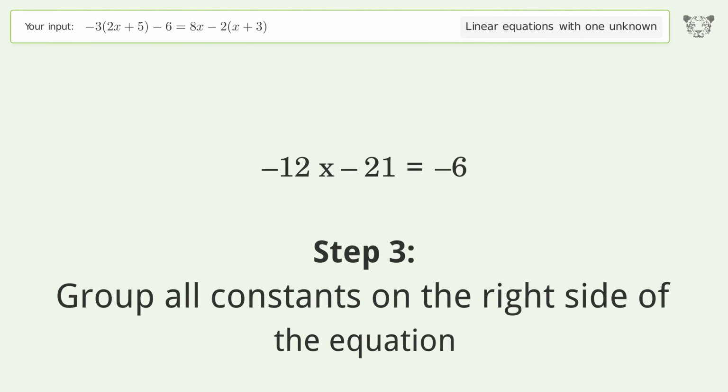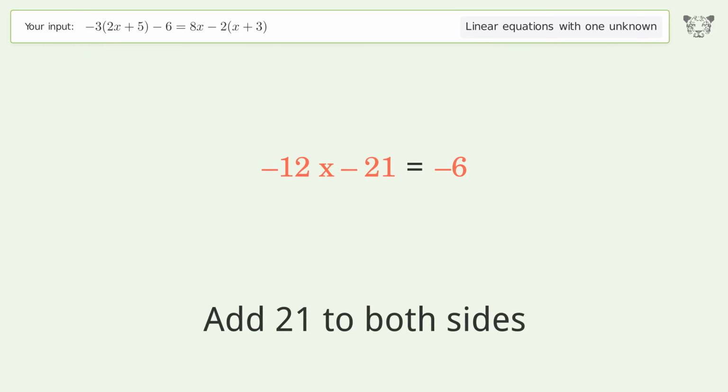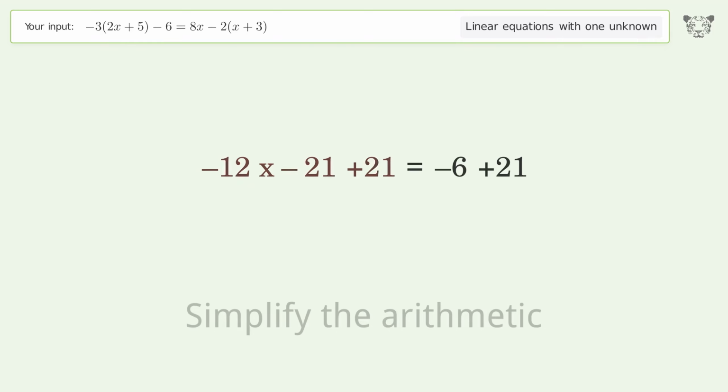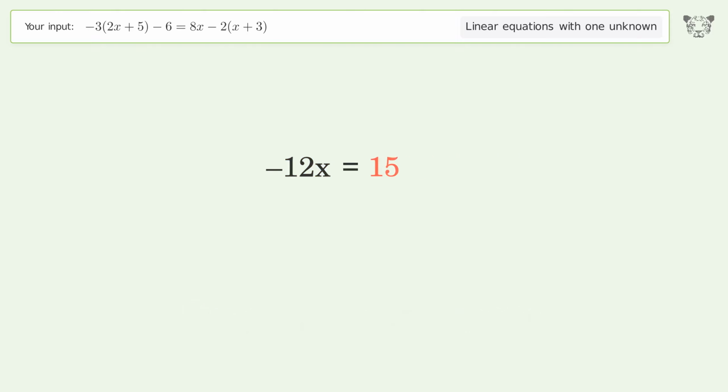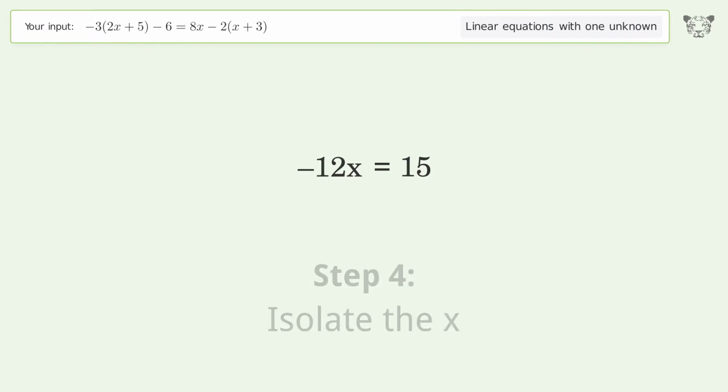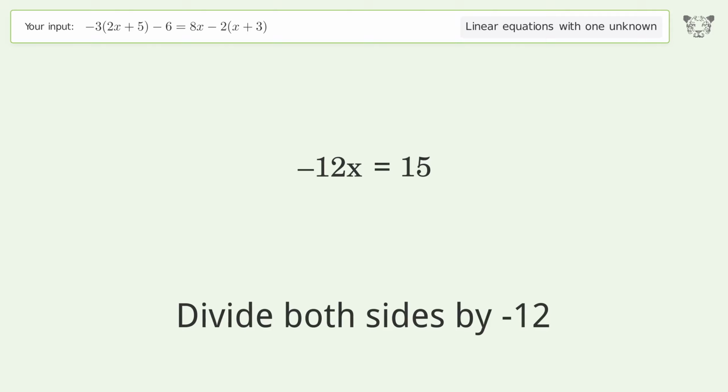Group all constants on the right side of the equation. Add 21 to both sides. Simplify the arithmetic. Isolate the x. Divide both sides by -12.